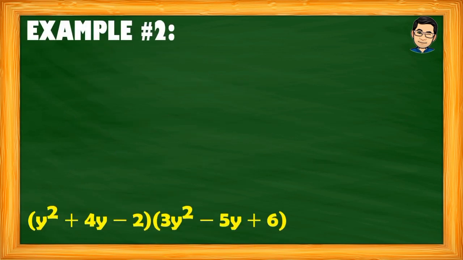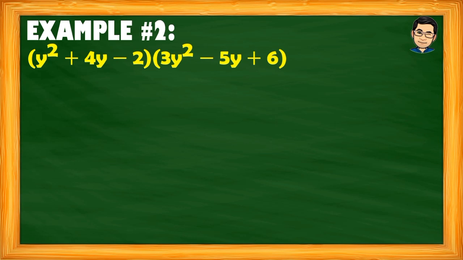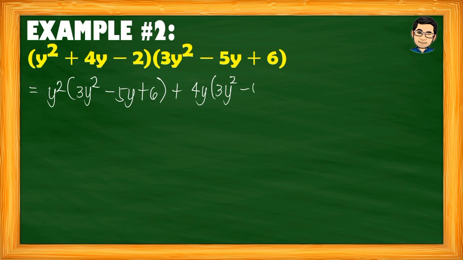So, let's have example number 2. The quantity y squared plus 4y minus 2 times the quantity 3y squared minus 5y plus 6. So, distribute lang natin yung first term muna. Y squared times 3y squared minus 5y plus 6. And then, plus 4y times 3y squared minus 5y plus 6. And then, lastly, negative 2 times 3y squared minus 5y plus 6.